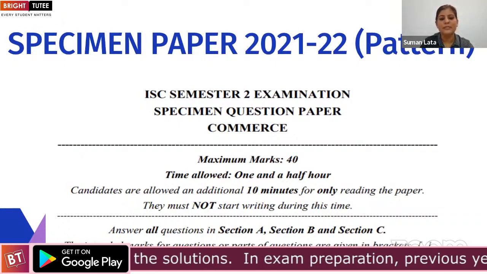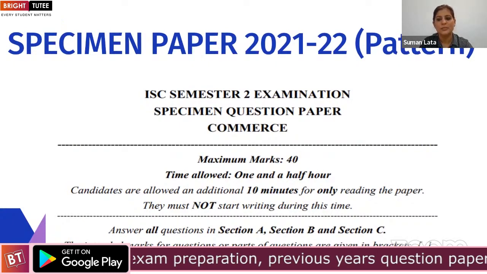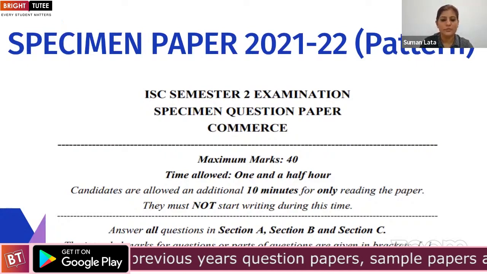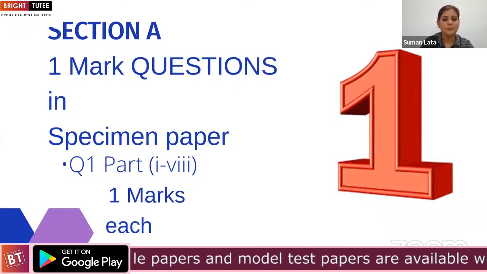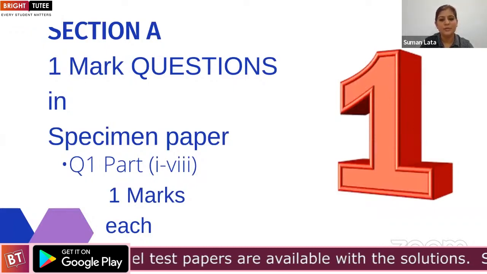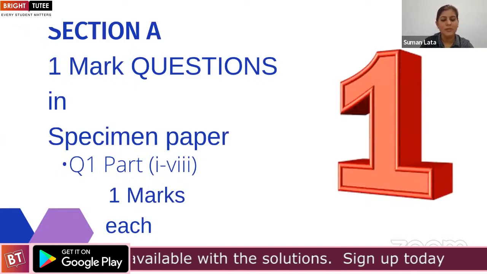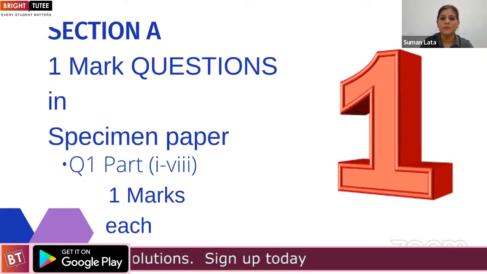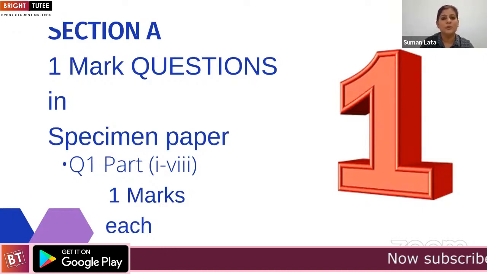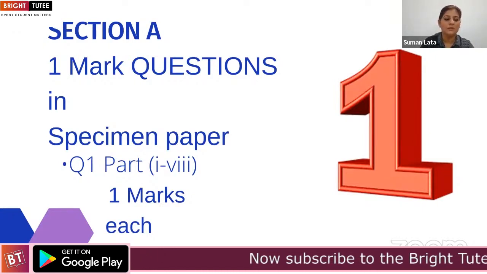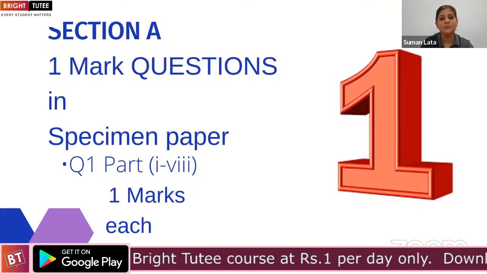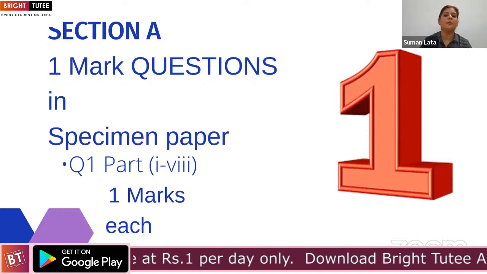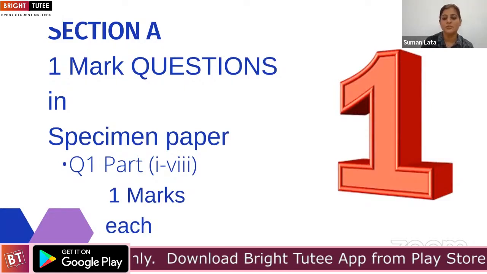The paper will be divided into 3 different sections: Section A, B, C. Section A will be of 1 markers only. Question 1 will have 8 parts in this section. These questions can be fill in the blanks, MCQs, assertion reasoning, true or false, one word or one statement. We have to prepare our students for 1 markers. How can we prepare for them? We'll discuss these strategies also.